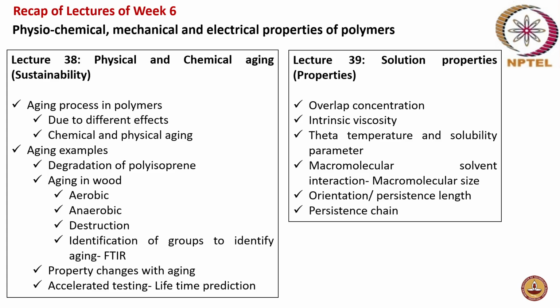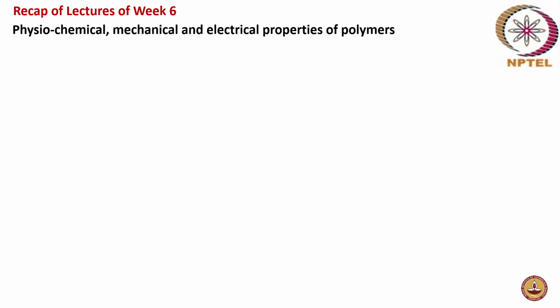So for example, in this condition, at 40 degrees it lasts for 3 years, so we can say that at 25 degrees it can stay for so many years. So that kind of prediction can be done. And then the next set of lectures was on solution properties. So what is an overlap concentration, intrinsic viscosity, theta temperature and solubility parameter, orientation, persistence length. So this was discussed.